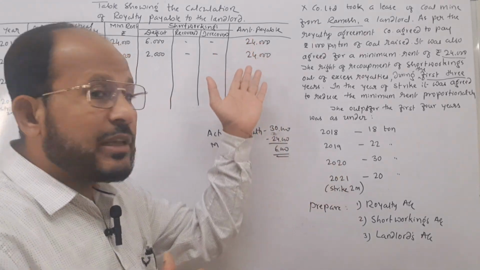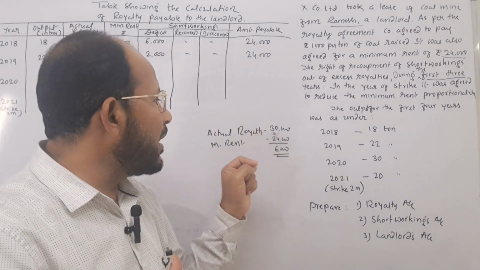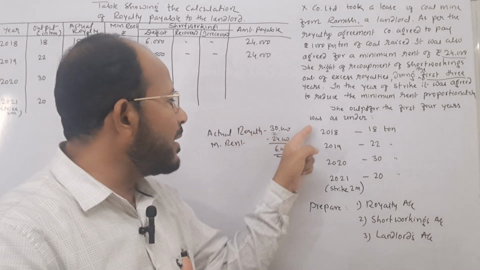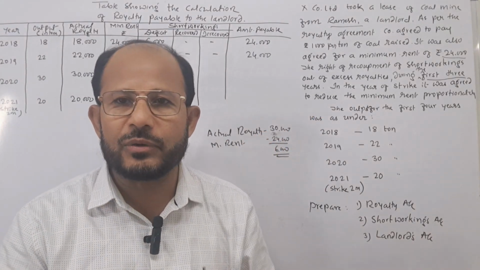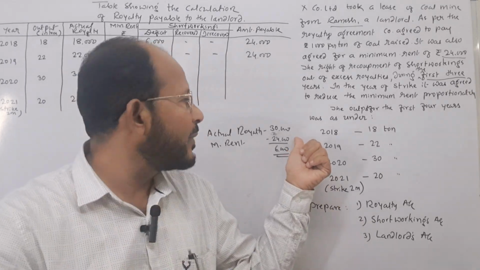But because of these short workings in the earlier years, now what will the company do? The company will pay again the minimum rent of rupees 24,000 to the landlord, because this is the minimum rent which is to be paid.